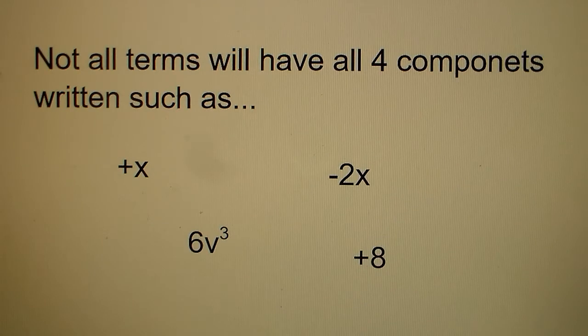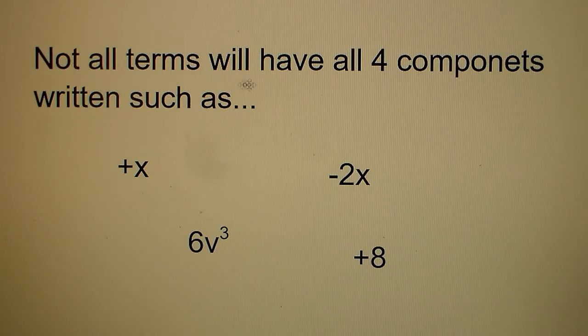So what does that look like? It looks like these examples down here. This is a positive 1x to the first power. This is 6v to the third power, negative 2x to the first power, and positive 8. It doesn't have a variable, but it's a hidden variable with the power of 0.